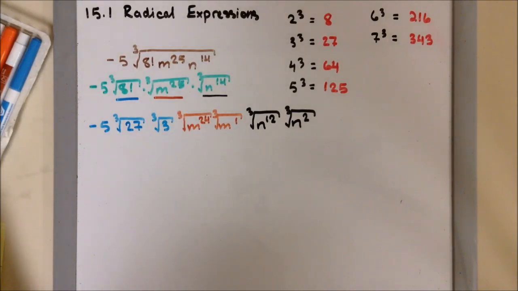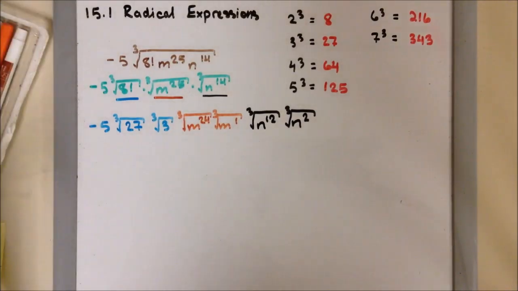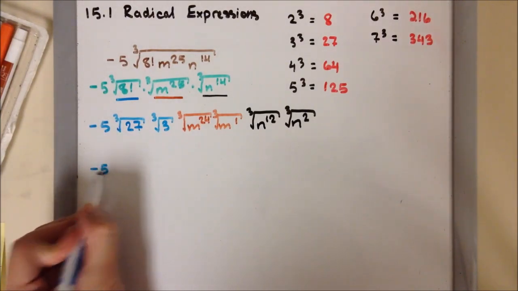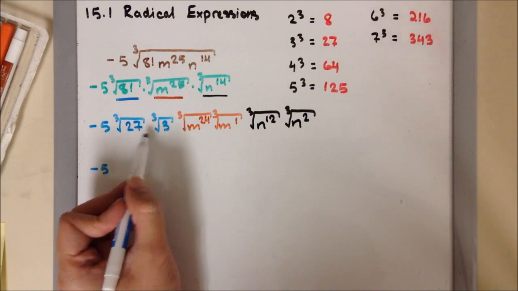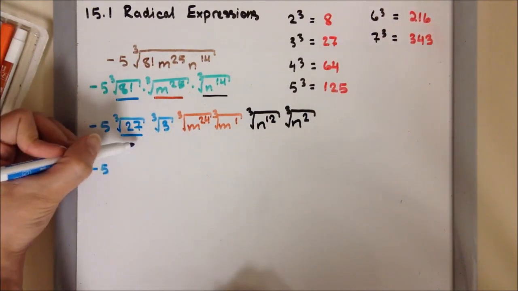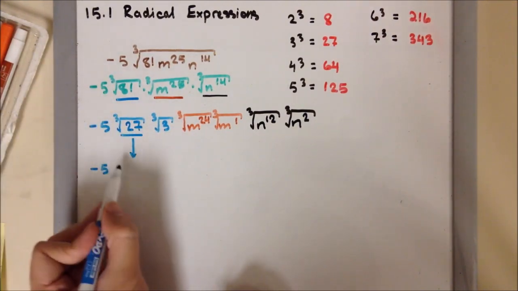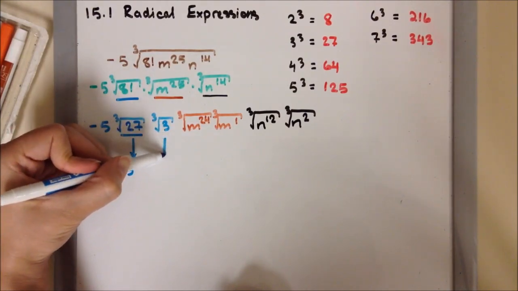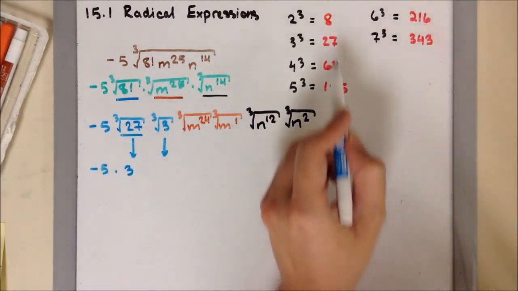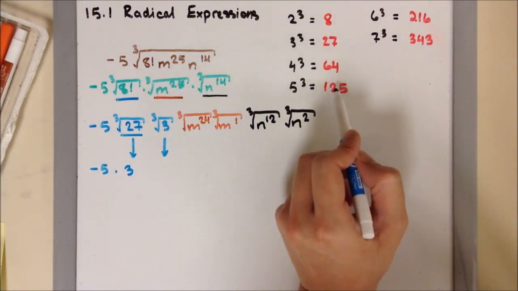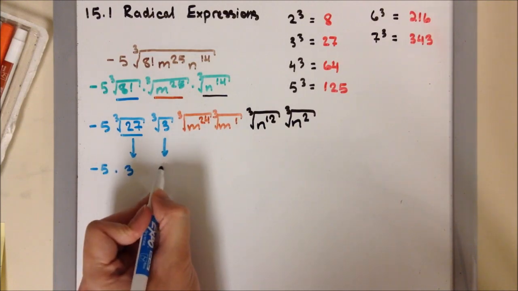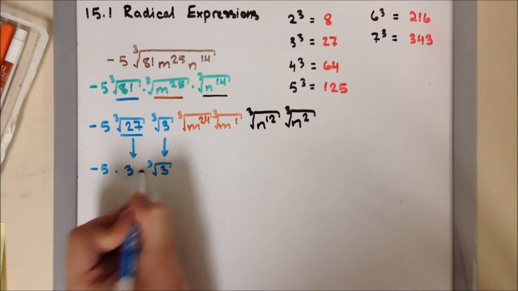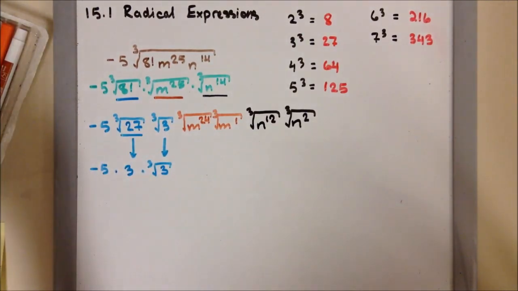Alright, so let's focus on simplifying. Again, I still have the -5. The only one that you can do the cube root of is the 27. The cube root of 27 is 3. The cube root of 3, you can't do the cube root because none of the red numbers is exactly 3, so I'm going to bring down cube root of 3. And it's still multiplying.